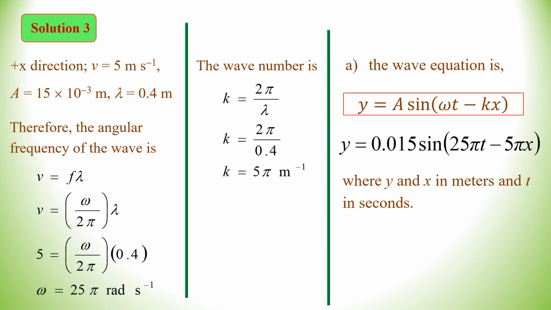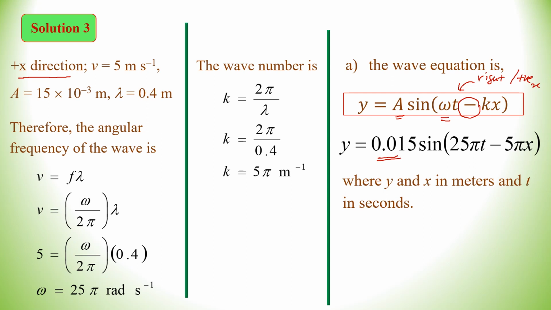Okay, y equals to A sin omega t minus kx. Okay, why minus? Because the wave is propagating in positive x direction. Minus because the wave is propagating to the right or positive x. Amplitude, we have 15 millimeter. Okay, so we need to find omega.